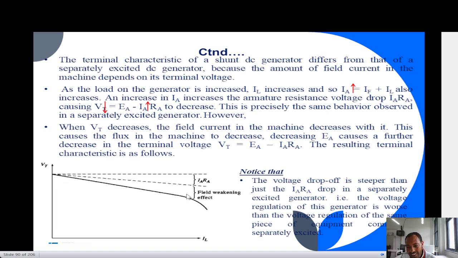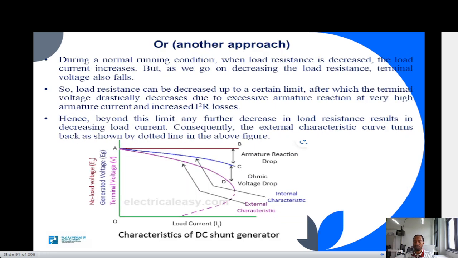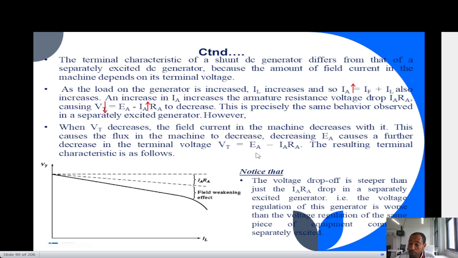The slope of the separately excited DC generator is lower than this shunt, and for the shunt it is very steep, drastically reducing. It drastically reduces because of two effects: the increment of the armature drop, and at the same time the decrement of EA or EG, both of which lead to a decrease in VT. That's why it is drastically reducing. So the voltage drop is steeper than just the IaRa drop in the separately excited generator.